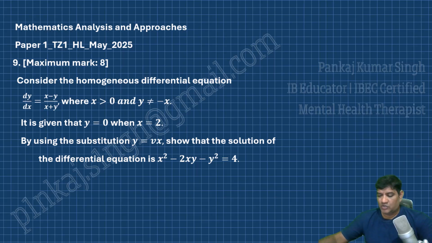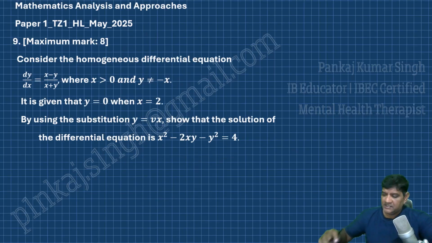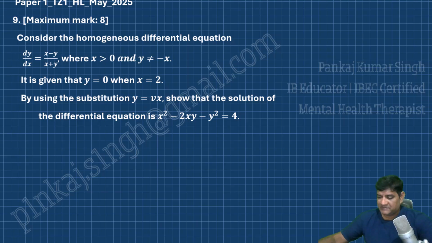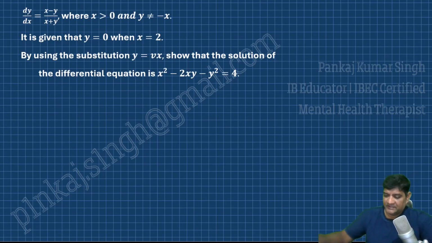He has given us a homogeneous differential equation, and this is the equation for us, and he has given us that y is equal to 0 when x is equal to 2, and he has also told us what substitution to go with, which is y is equal to vx, and using that I need to basically find the solution of the differential equation. Since he has already told us that this is a homogeneous differential equation and the substitution has also been mentioned, we can directly use that.